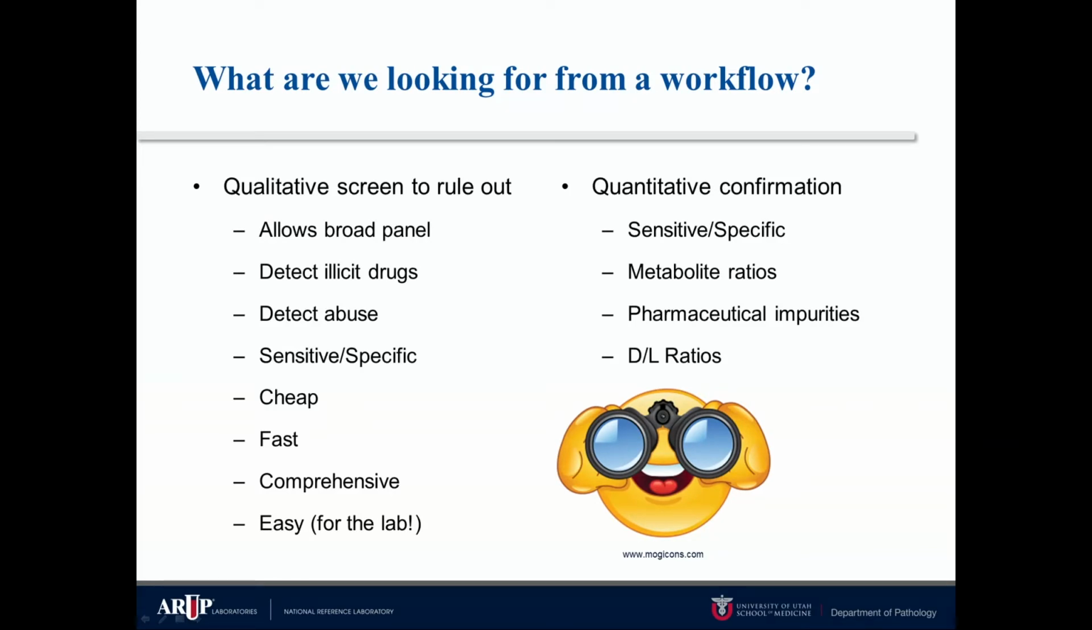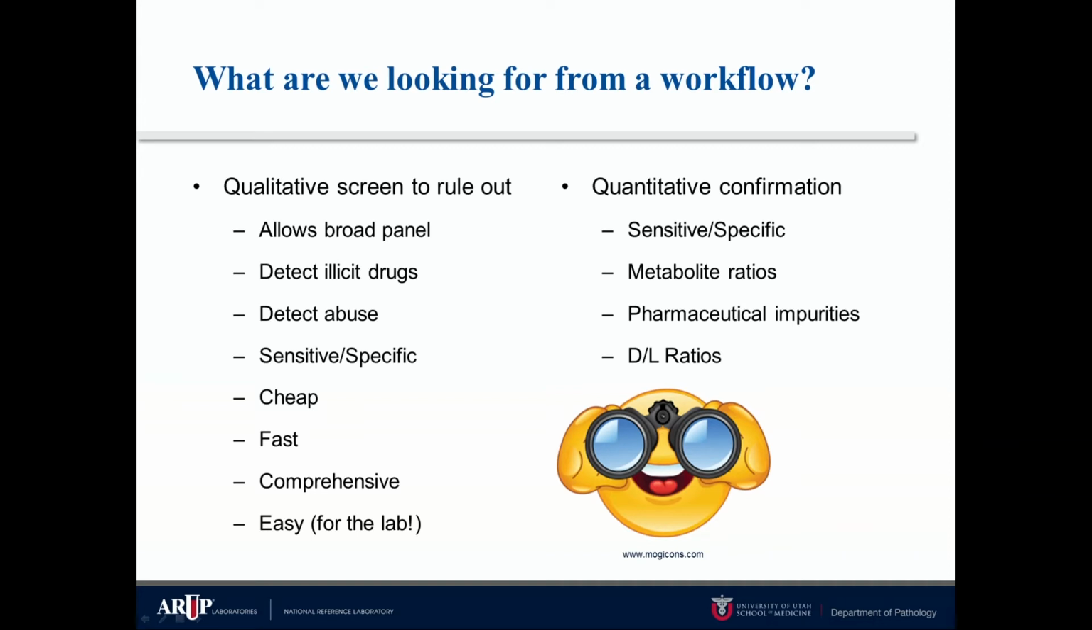So if we step back and we think a little bit about the technologies that we actually have, how we've been using them and how we might want to use them, it really sort of brings up, I think, the question that we're all trying to answer is, what are we looking for from an actual urine toxicology workflow? And so I do think that a qualitative screen to rule out can be extremely helpful, right? It allows us to do a very broad panel of drugs. We can still detect illicit drugs. If we don't think there's a very high probability, we don't really want to spend a whole lot of time doing high-level confirmatory type methods.